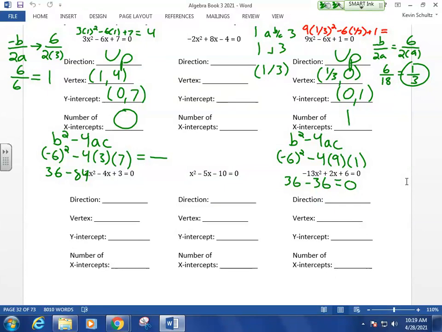Okay, your homework for tomorrow is to finish these other 4. Find the direction, calculate the vertex, the y-intercept, and the number of x-intercepts. You do not need to do the second page for tomorrow. So just this first page of CO58 homework for tomorrow.